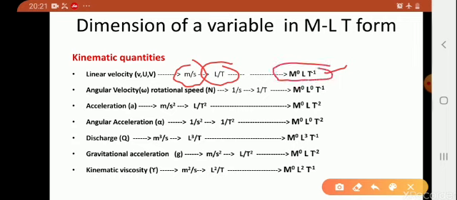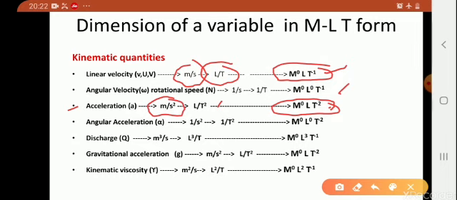Next, angular velocity is represented by per second, there is 1 per time, so the rest of the M and L have a power 0. Then acceleration, meter per second square, meter per second square will be the unit, and in terms of L and T, L upon T square. Since there is no M, M raised to 0, L and T you bring into the numerator, and you will get M L T raised to minus 2. Similarly, angular acceleration, there is 1 per second square, so M L T raised to minus 2, where M and L carry 0 as a power.